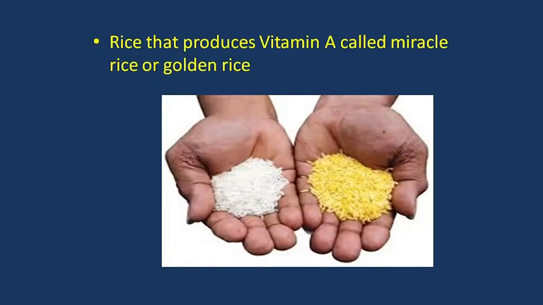Another example is a rice that produces vitamin A called miracle rice or golden rice. A gene for beta carotene was introduced into this rice. This is yellow in color because of large amounts of beta carotene.